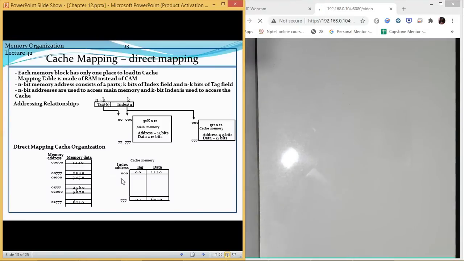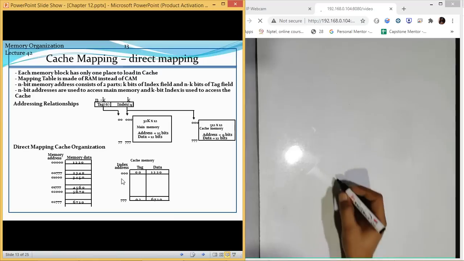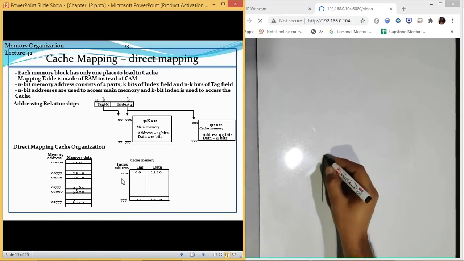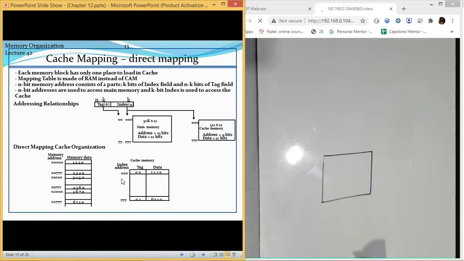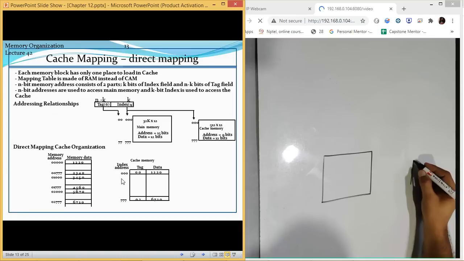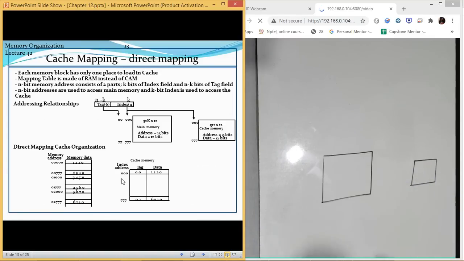In direct mapping, we have a memory. This is main memory, and we have a cache. Now, in this case, the example which is discussed in your slide, let us go by that. So there is a 32K into 12 memory.